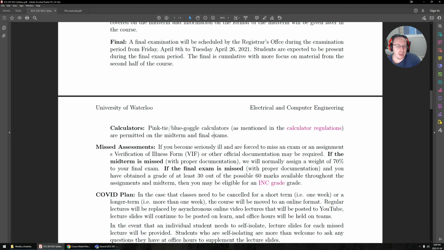Again, if you miss the final or midterm, you do need to have a VIF for that, and if you miss the midterm, we'll normally just put 70% of the weight on your final. And if you miss the final, then with proper documentation, if you have at least 30 out of the remaining 60 marks, then you could be eligible to get an INC grade.